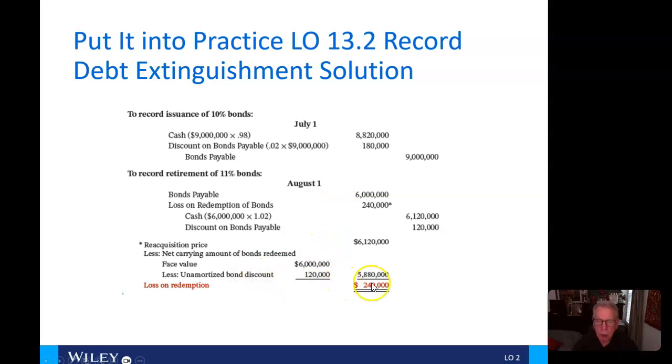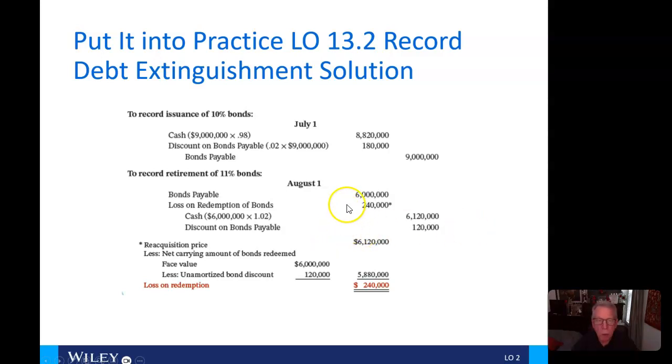First of all, we are going to debit bonds payable to zero out the $6 million. And we do the same thing for the $120,000 discount on bonds payable with a credit.